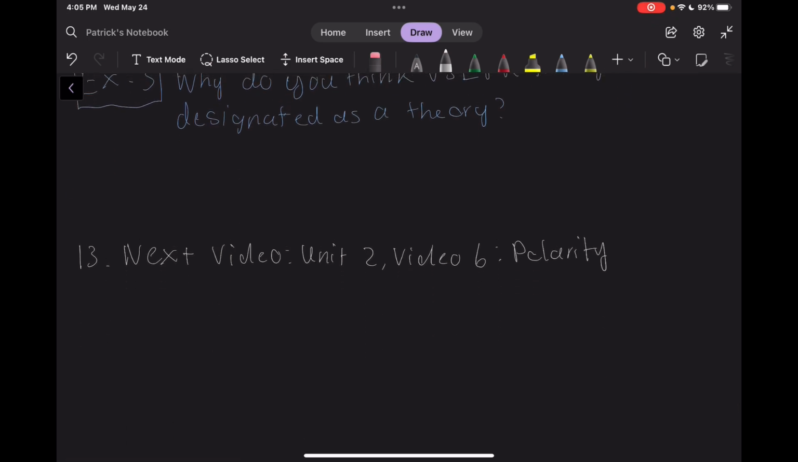In the next video, Unit 2, Video 6, we will delve deeper into polarity and how it relates to what we've learned so far about molecular geometry.